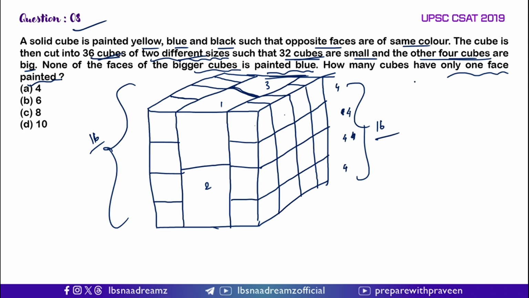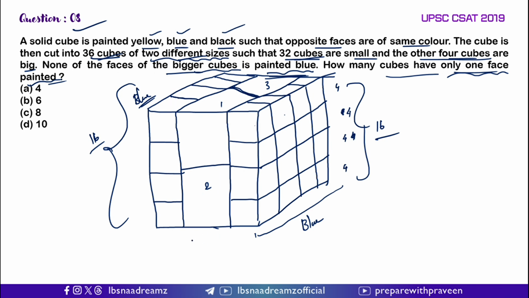Now we have to find how many cubes have only one face painted. They have given in the question that this cube is painted in these 3 colors such that opposite faces are of the same color. Also they have given that none of the faces of the bigger cubes is painted blue. Consider that this side is painted blue. See, if you paint this side, here also it will be painted blue.